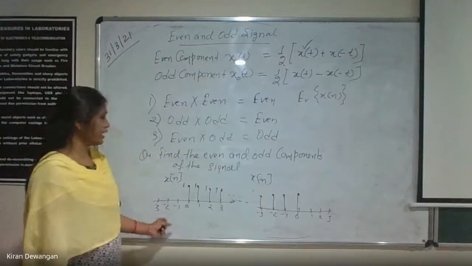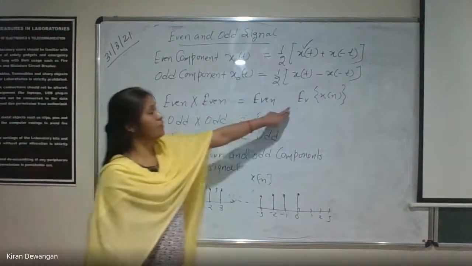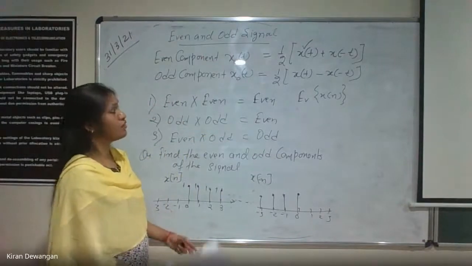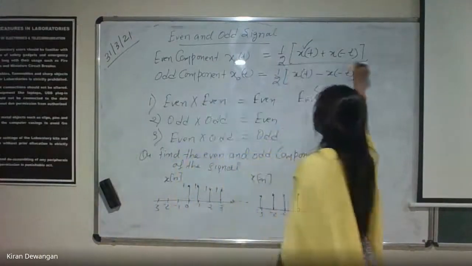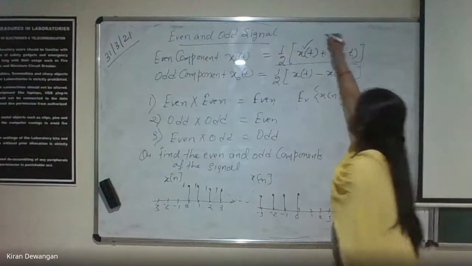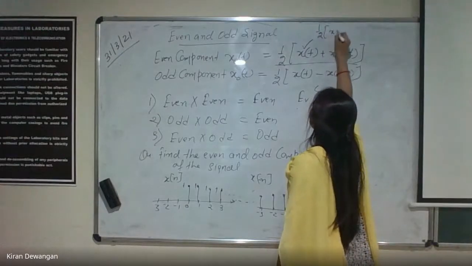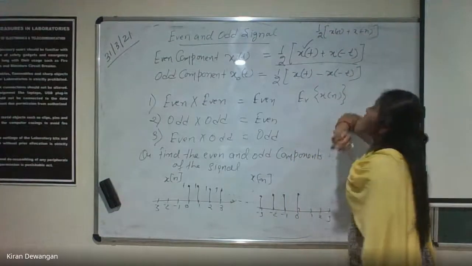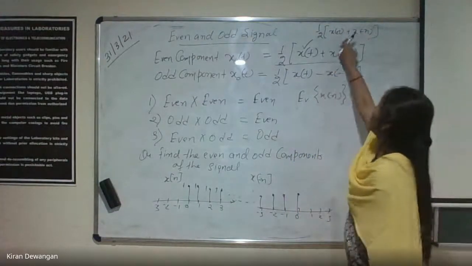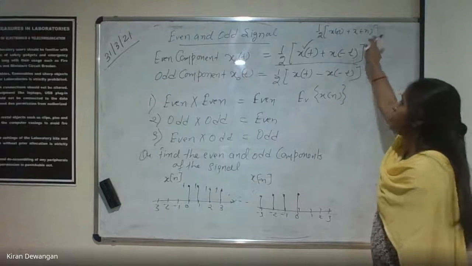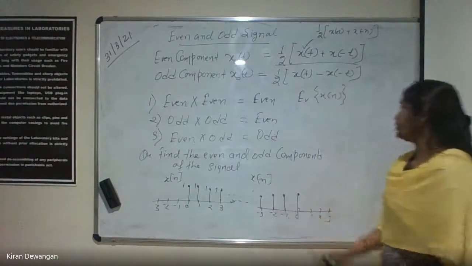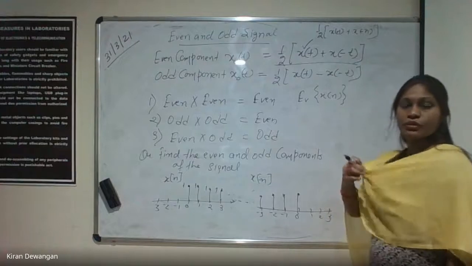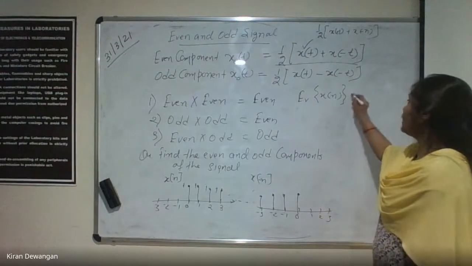So what would be the even component of x[n]? If we have to add these two, the formula is again 1 by 2 times x of n plus x of minus n. In terms of n, it will be x of n plus x of minus n. Clear? So we'll add these two and we'll define the even component and the odd component. Yes, give me the answer. क्या होगा ये?